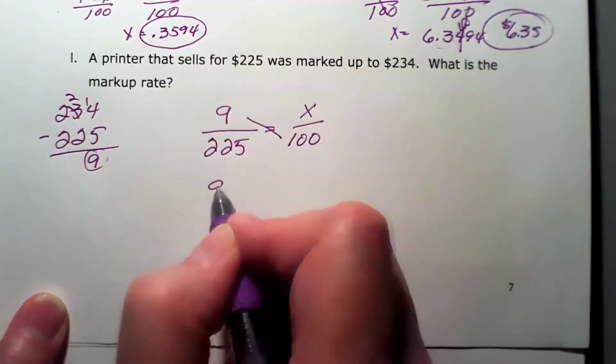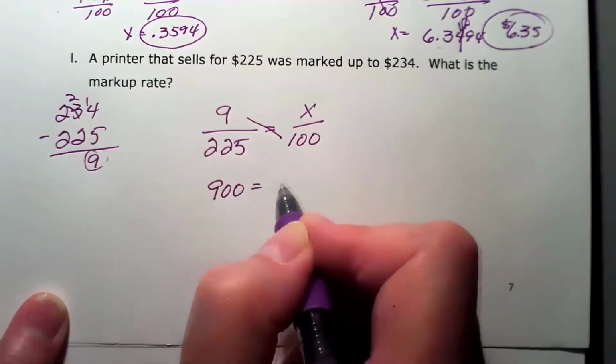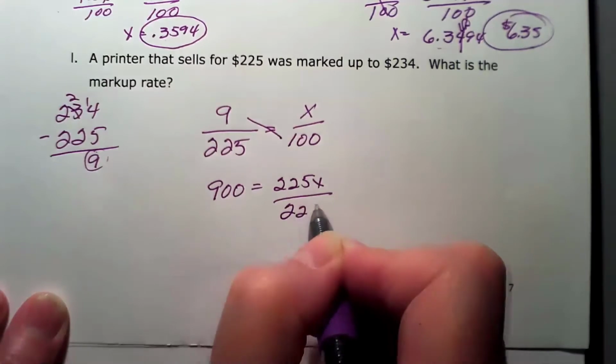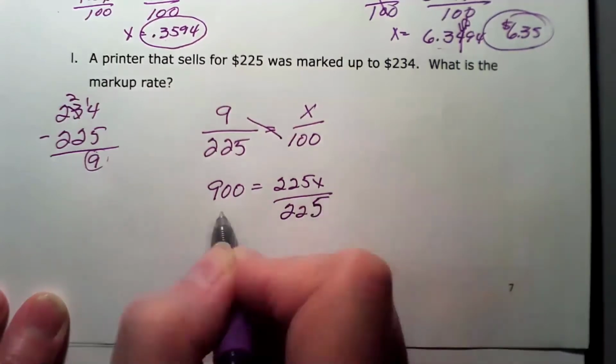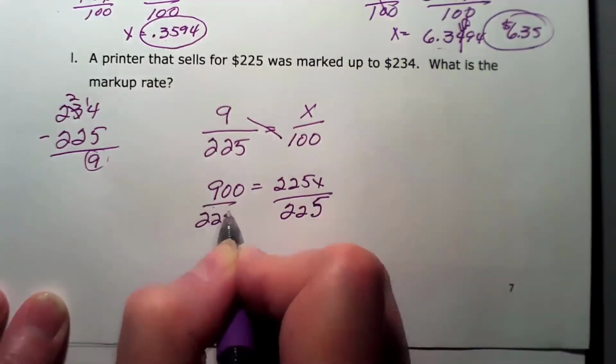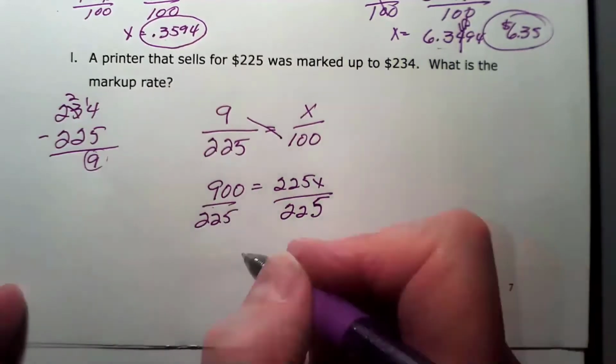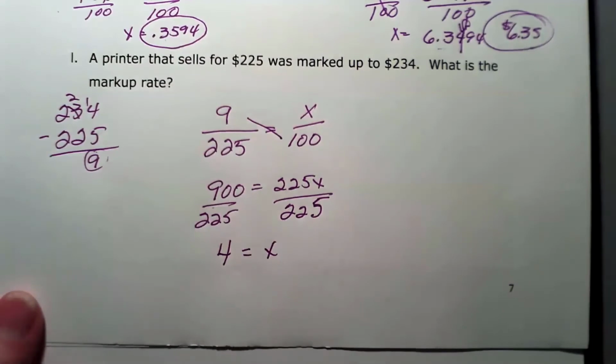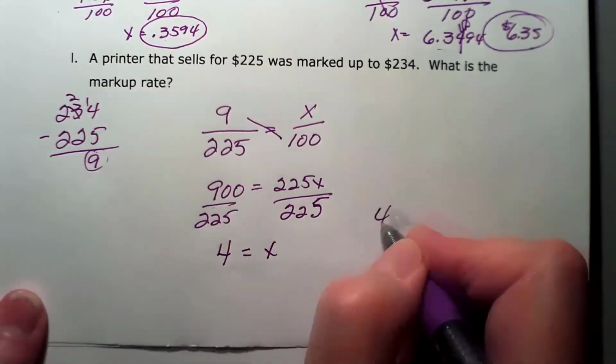So 9 times 100 is 900 over 225 equals 225x. Divide by 225. 900 divided by 225 is 4. So the markup rate was 4%.